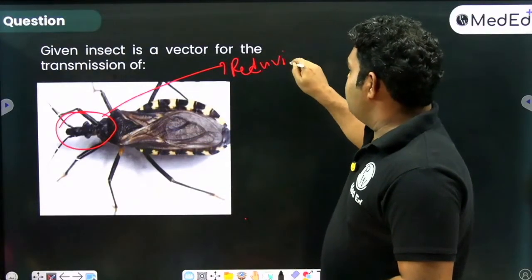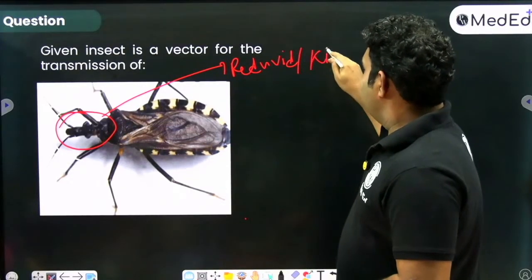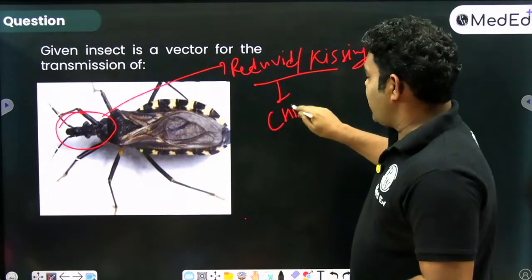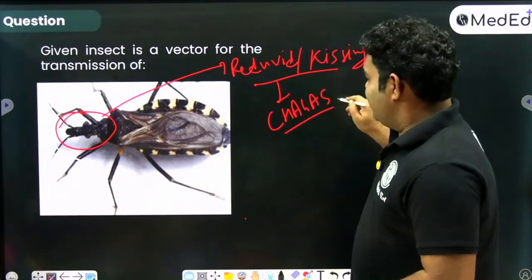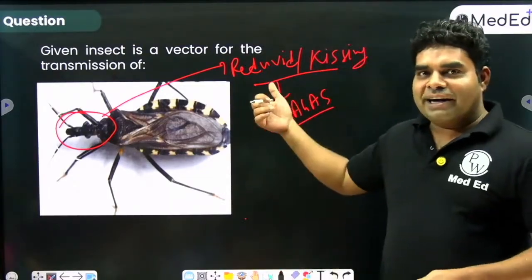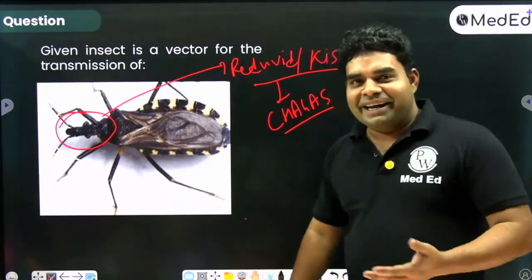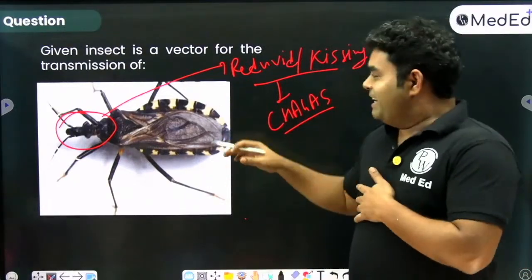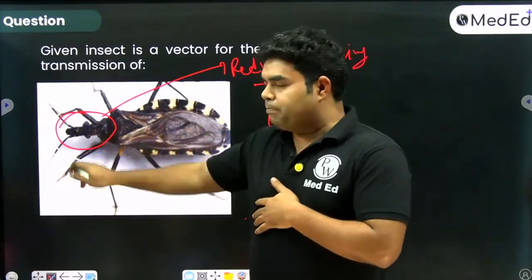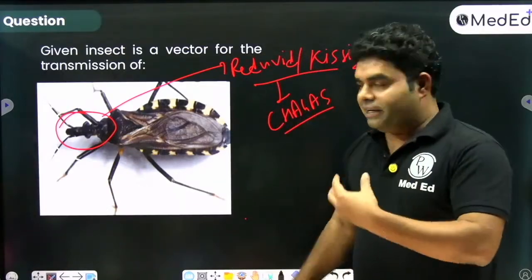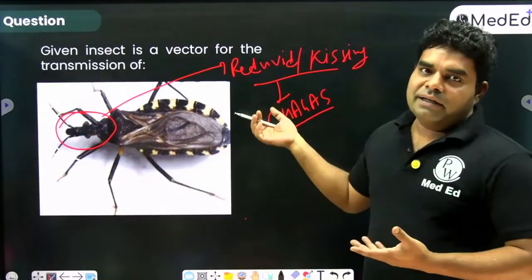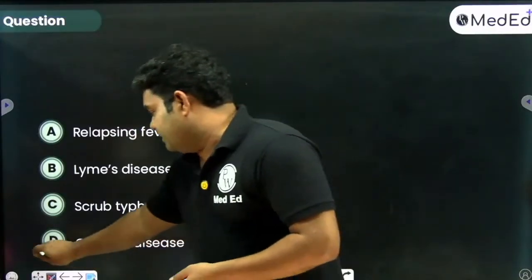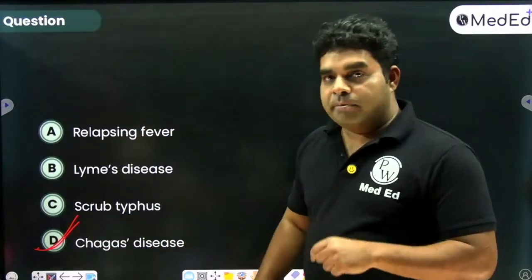And this reduviid bug, kissing bug, what does it transmit? It transmits one disease, Chagas disease. You can remember it like this too: the reduviid bug gives a very good kiss, and Chagas means very good kiss. So if you identify someone with a pout, that is the reduviid bug, and it transmits Chagas disease.